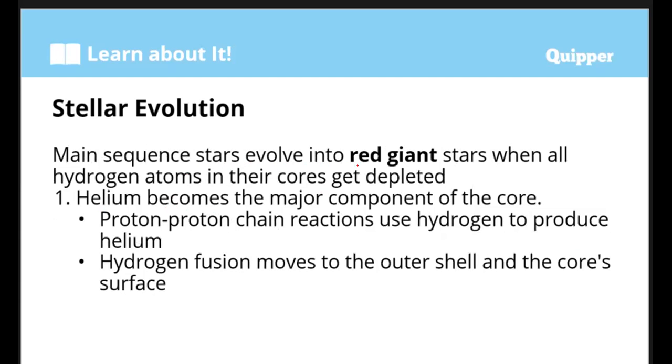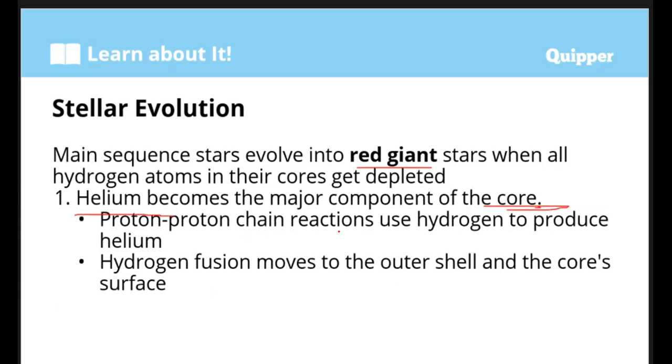Then the main sequence stars evolve into red giant stars when all hydrogen atoms in the core get depleted. So from the red dwarf star, it will form into a red giant star. As it gathers much of the hydrogen, it becomes a red giant star. But when hydrogen atoms are being depleted, meaning there is not enough already for the red giant star to absorb, helium becomes the major component of the core instead of the hydrogen.